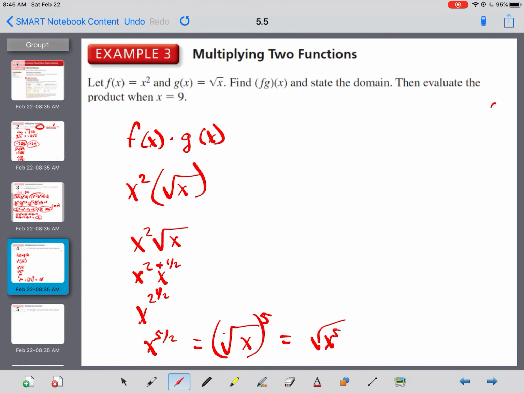I'm not too worried about the domain part. You need to make sure you watch out for the square rooty parts. Okay, so they've got it set at this piece, which is still equal to the square root of x to the 5th. You're square rooting, so it's got to be above 0. Okay, so our domain has got to be x is greater than or equal to 0.